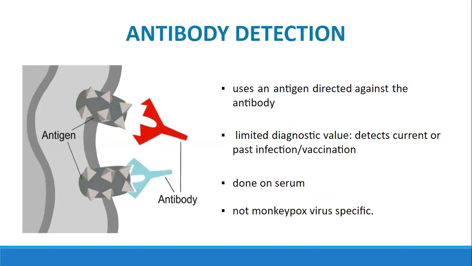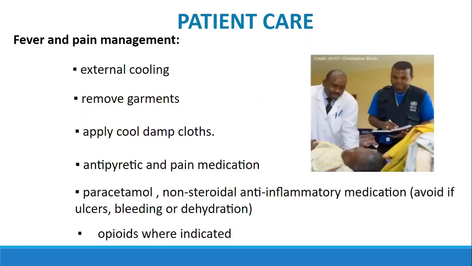So for antibody detection, we collect the blood sample in the recovery phase. It uses an antigen directed against the antibody. It has a limited diagnostic value, detecting current or past infection or vaccination. It is done on serum. It is not monkeypox virus specific.